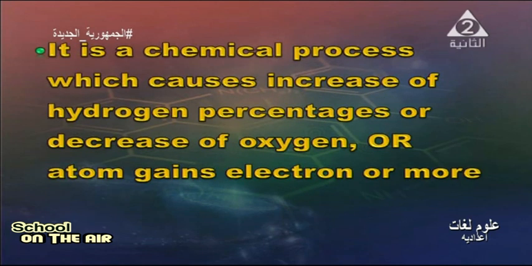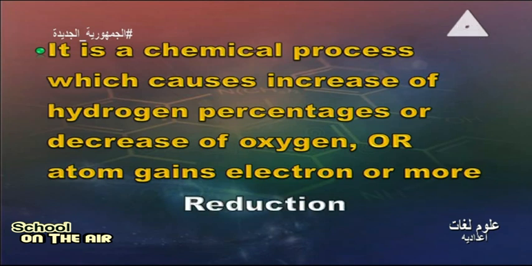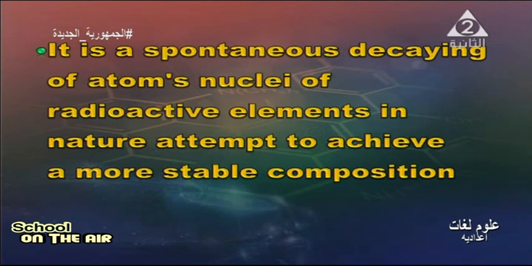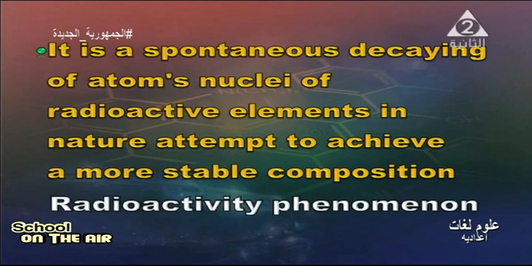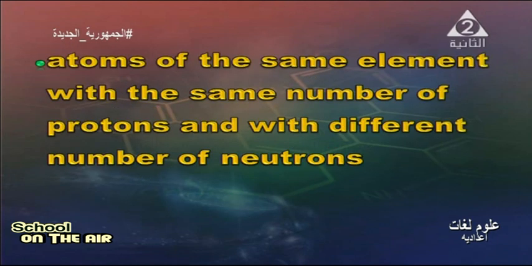It is a chemical process which causes an increase of hydrogen percentage, or decrease of oxygen, or atoms gaining electrons. It is a reduction process. It is the spontaneous decaying of the nuclei of radioactive elements in nature to attempt to achieve a more stable composition. It is a radioactive phenomenon. Atoms of the same element with the same number of protons and a different number of neutrons. It is isotopes.